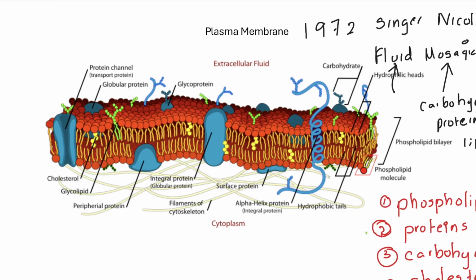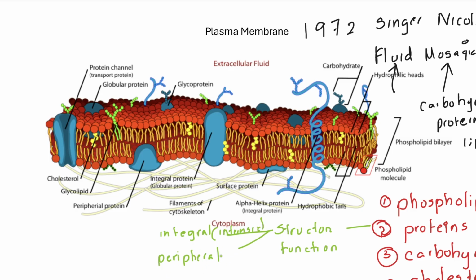When talking about the proteins in the plasma membrane, it can be grouped based on the structure and the function. Based on the structure, there are two kinds of proteins: integral protein and the peripheral protein. Integral protein, also called intrinsic protein. Peripheral proteins, also called extrinsic protein.